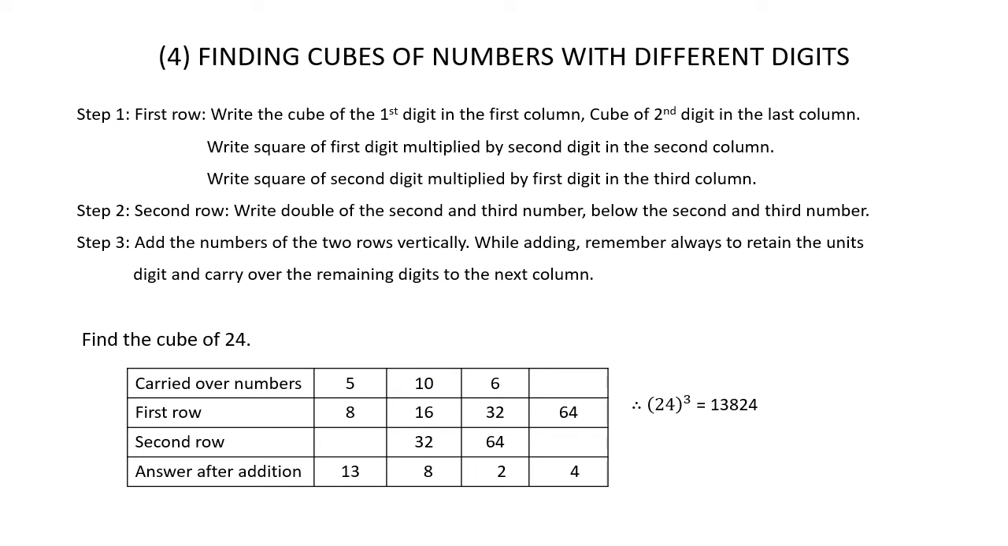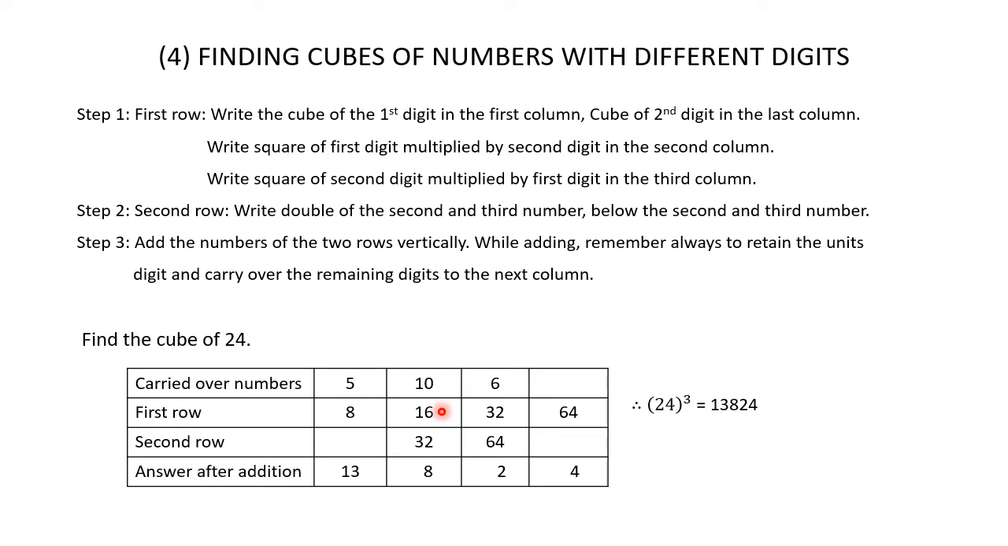Now multiply 2 squared and 4. 2 squared is 4. 4 multiplied by 4 is 16. Write 16 in the second column. Next multiply 4 squared with 2. 4 squared is 16. 16 multiplied by 2 is 32. Write 32 in the third column. So the first row now has 8, 16, 32 and 64.